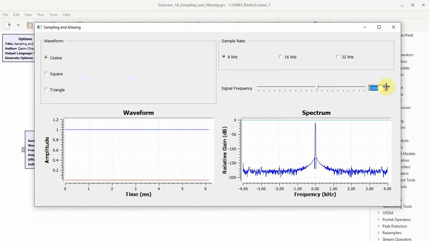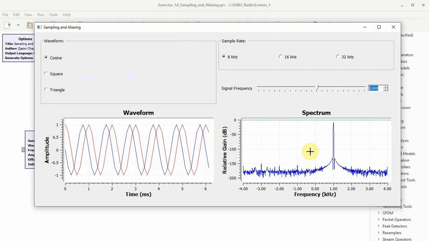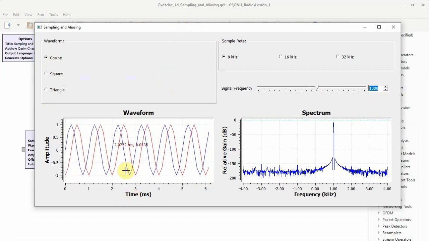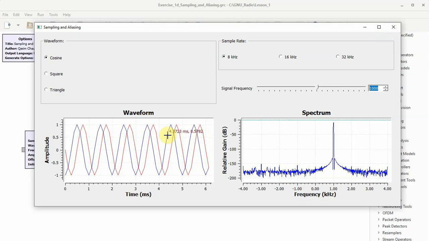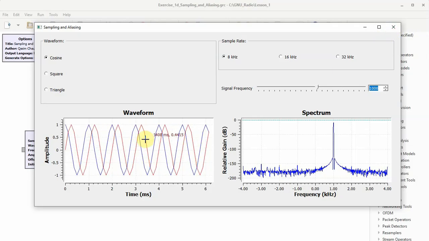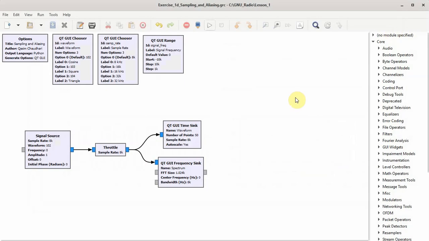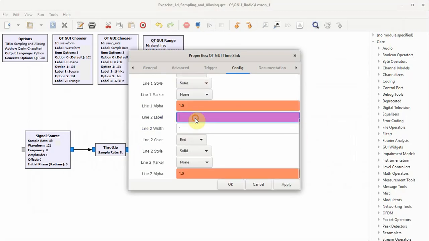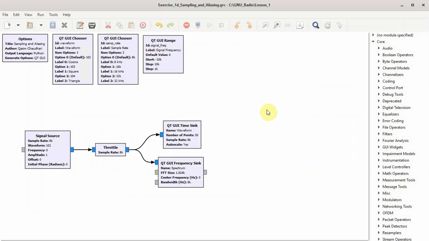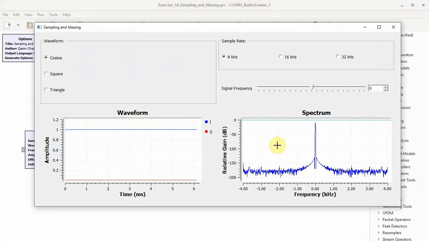Let us change the frequency to 1000 hertz. We can see a complex waveform. It's a complex sinusoid. Just to avoid confusion, for example if someone is watching the video and cannot really discern between these two, we can go here and name them in the legend, I and Q, so that it becomes a little easier to understand what's going on if someone is new to complex signals.